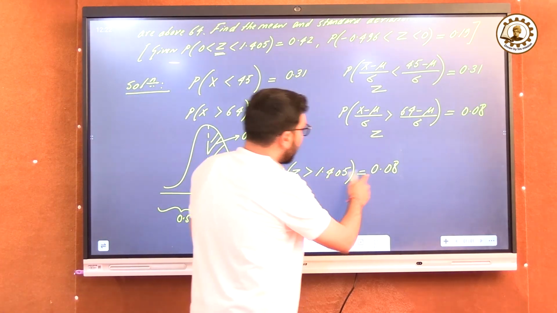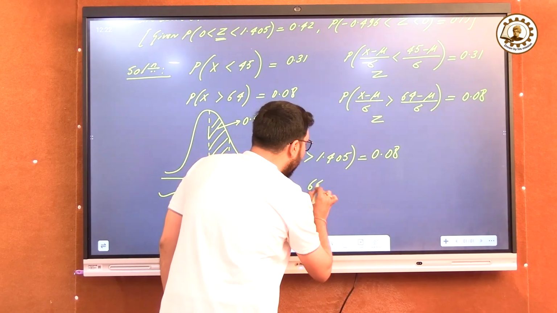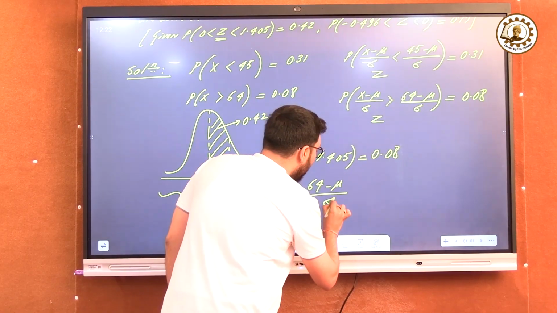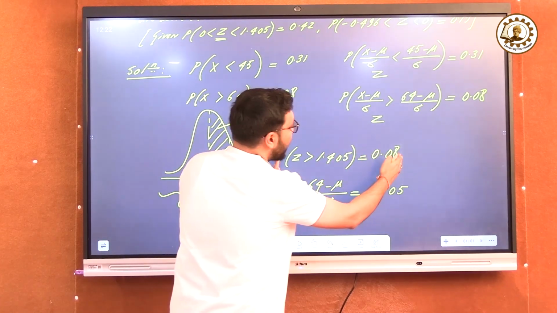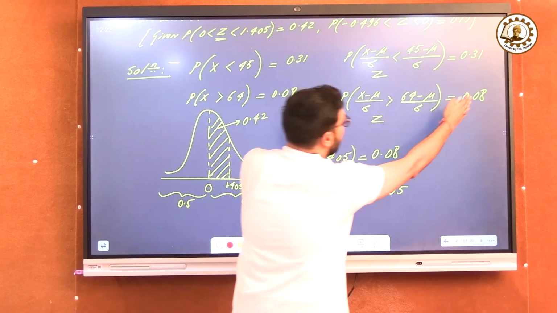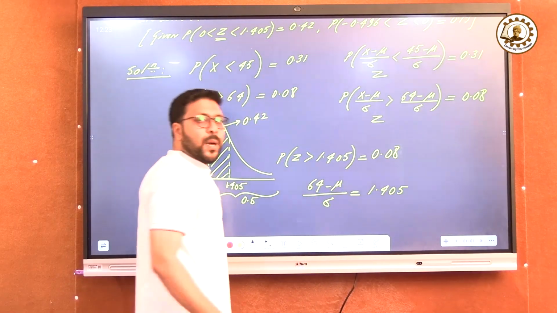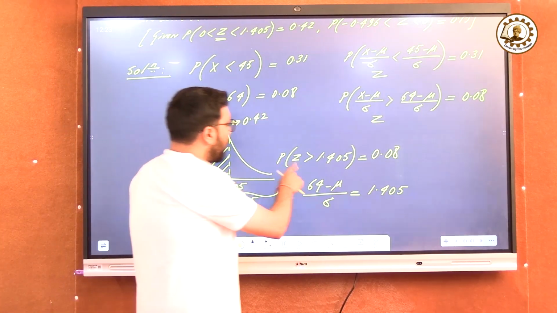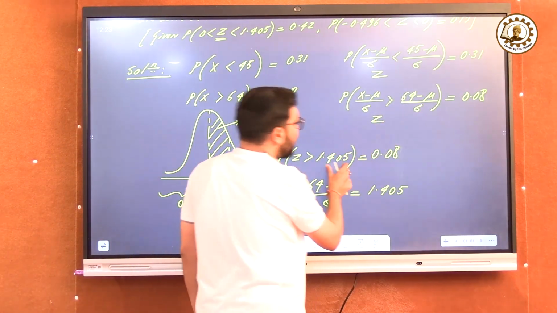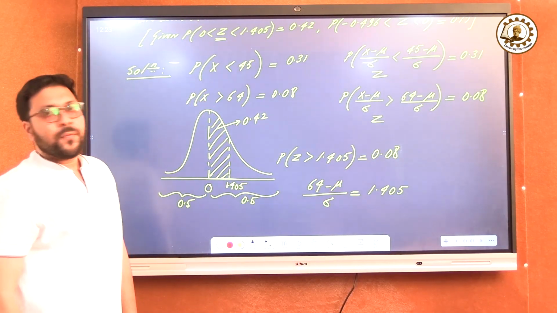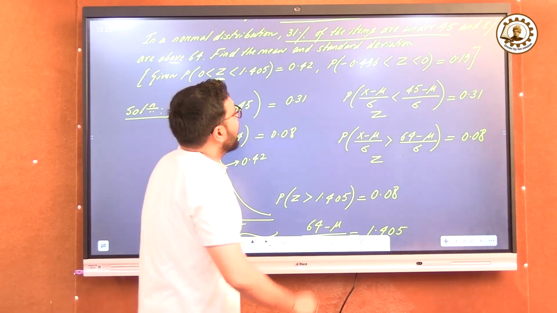So now if you compare this and this, of course you can write the value of (64 minus mu) by sigma as 1.405. I am just comparing this expression with this other expression. Simply, you see probability Z greater than (64 minus mu) by sigma is 0.08. Similarly, probability Z greater than 1.405 is 0.08. So the value of (64 minus mu) by sigma is becoming 1.405.